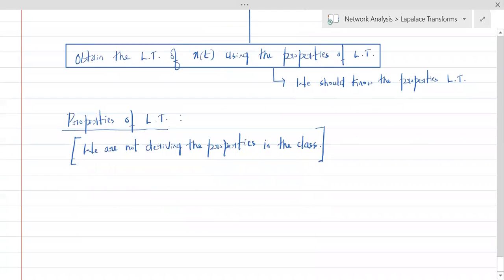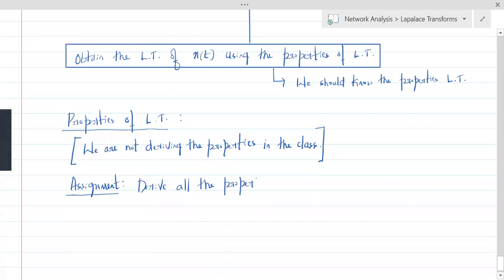So the assignment is, you take this down as an assignment. What is the assignment? Derive all the properties of the Laplace transform. Okay, so this is the assignment for you.